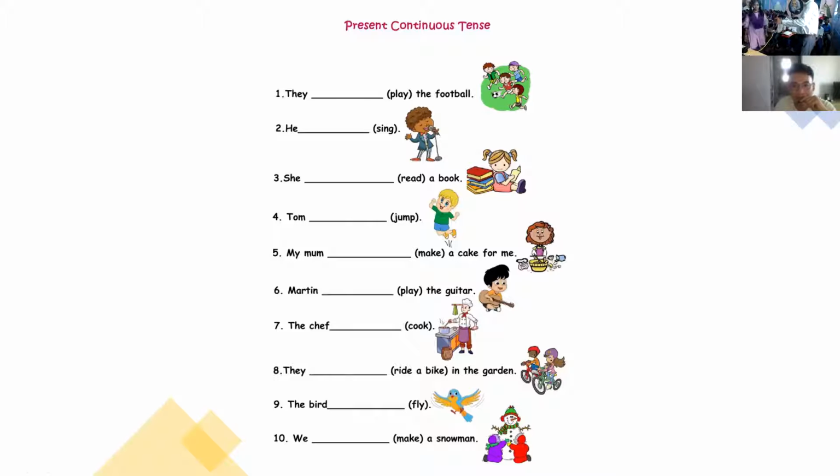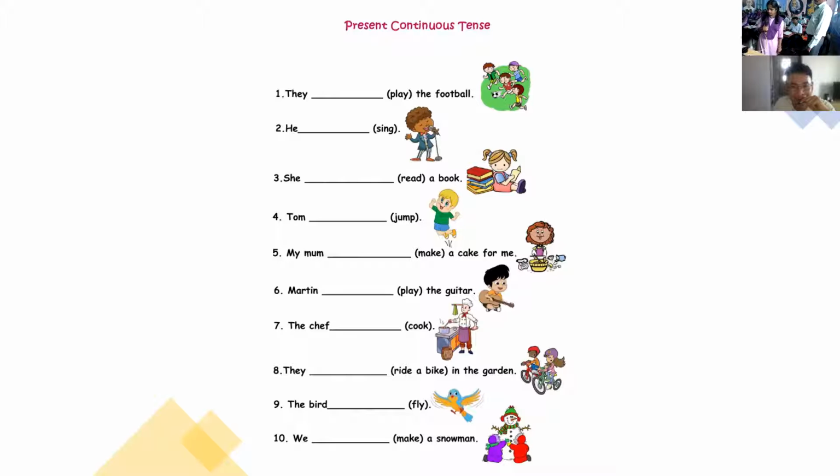Can you answer the second one? He is singing. Do you like singing? Yes, sir. Okay. Can you answer the third one also? She is reading a book. What about the fourth one? They are playing football.